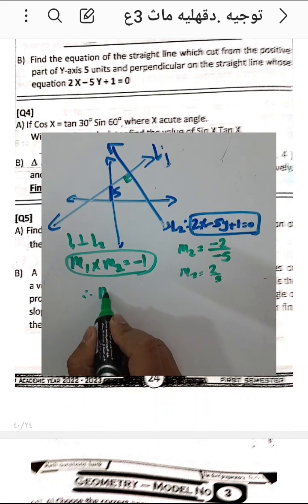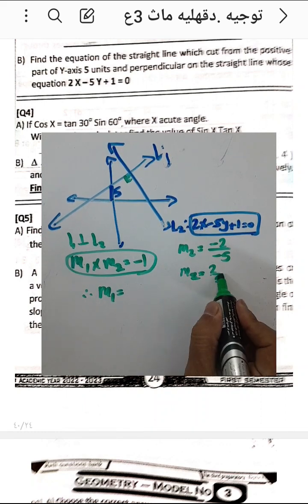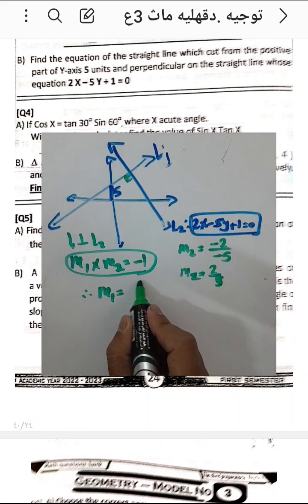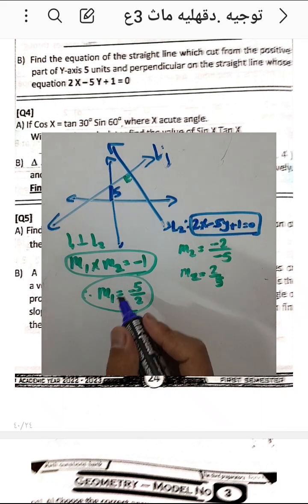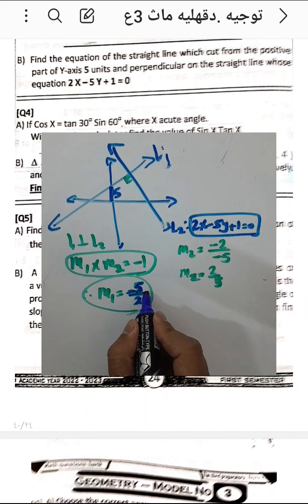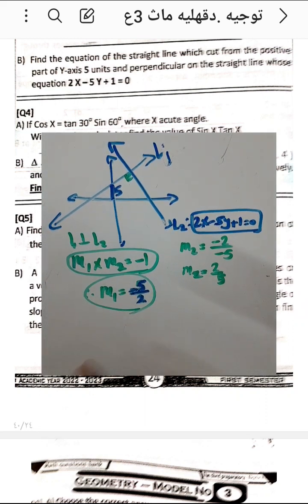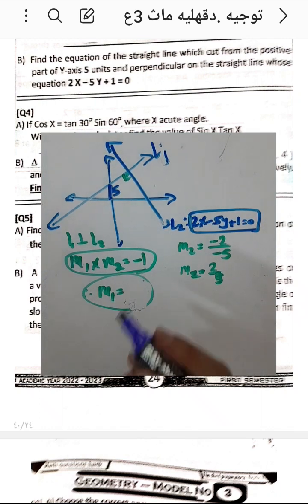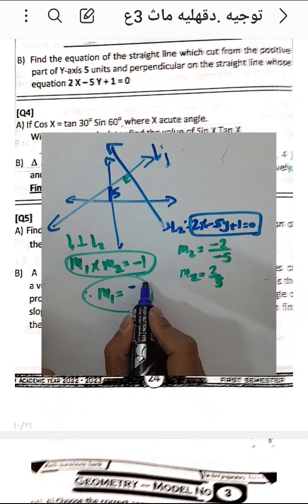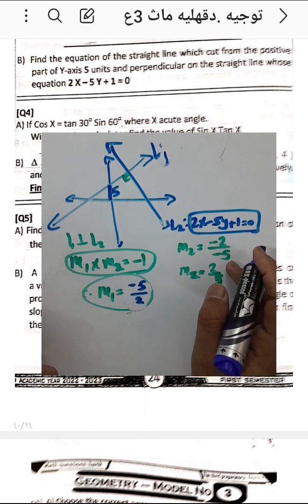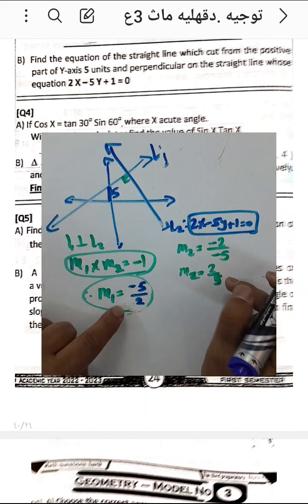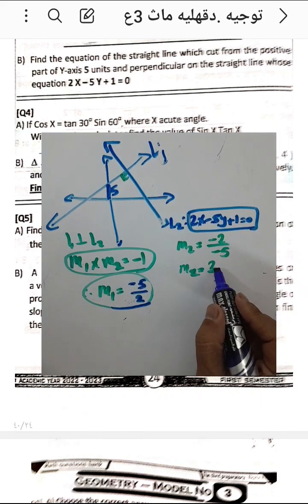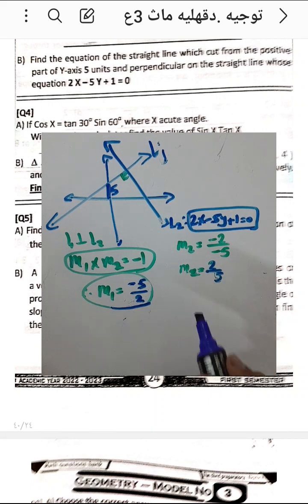So, m1 will be the inverse of 2 over 5, which is 5 over 2, and then change the sign. Negative, then write negative 5 over 2. That's the slope of L1. Write negative 5 over 2 because the slope here, negative coefficient of x over coefficient of y, is 2 over 5. And then you can invert this fraction and change the sign. The result will be negative 5 over 2.